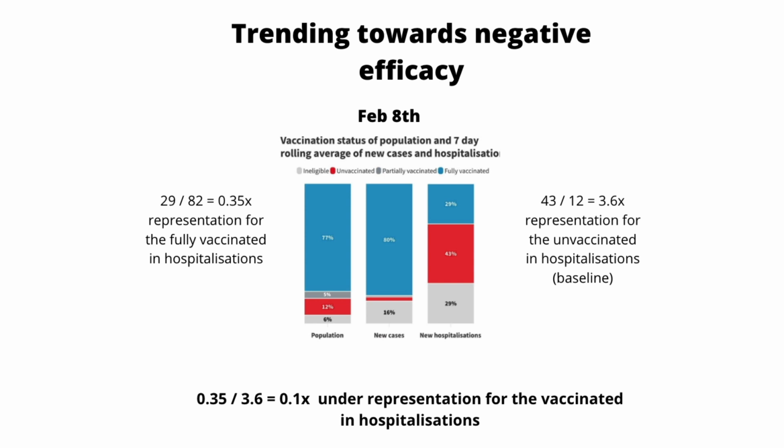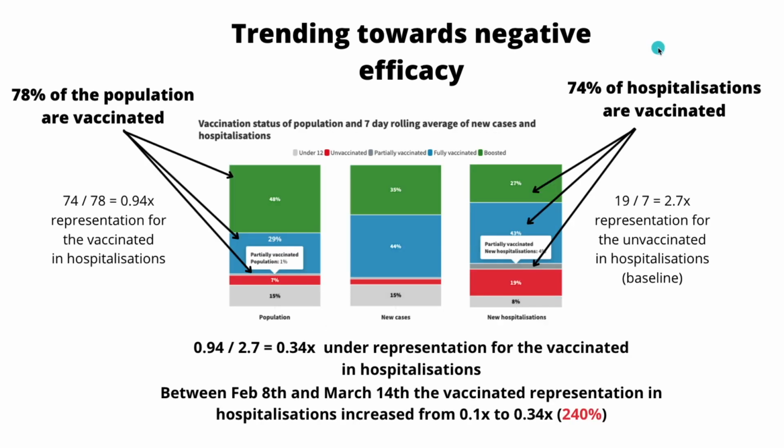Let's note that the single jabbed are not appearing in the hospitalisation statistics yet, but as we know, that changed as we would expect if the vaccine worked temporarily. So I have my calculations there, and the result is that the vaccinated were 0.1x of the baseline, which you all have to admit is impressive, or was impressive at the time. The question is, at what cost? Fast forward to today, and we have a very different picture. Feel free to pause this, I'm not going to go over all the math, but feel free to check me on it. The unvaccinated are now 0.34x of the baseline, which is a 240% decline in efficacy in just 5 weeks.